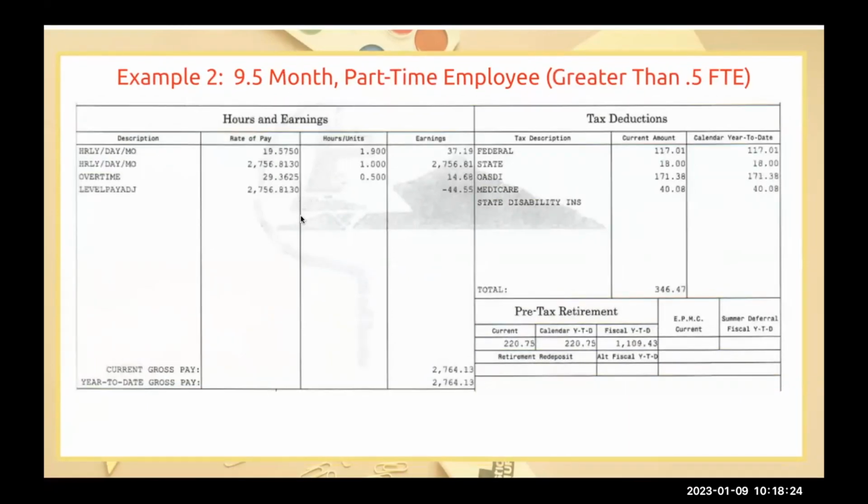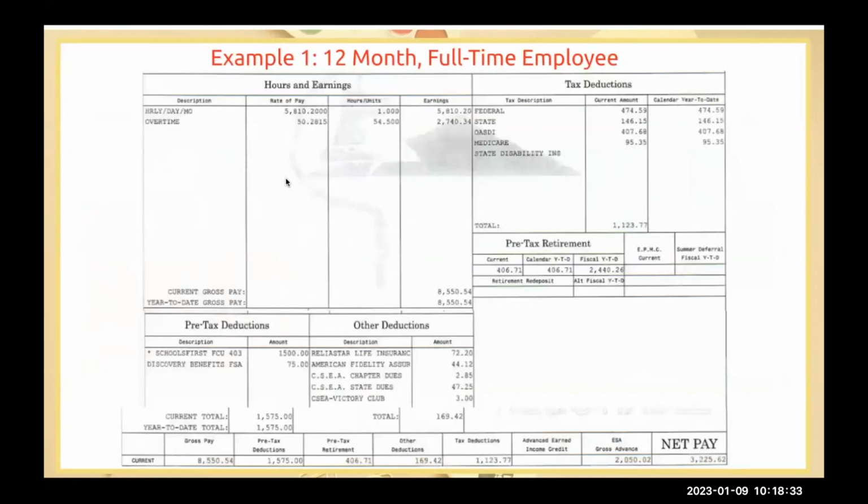This one is a monthly employee working less than 12 months. You can see their monthly, any extra and overtime they've worked. And then this one is a 12-month full-time employee. Okay, monthly and overtime.